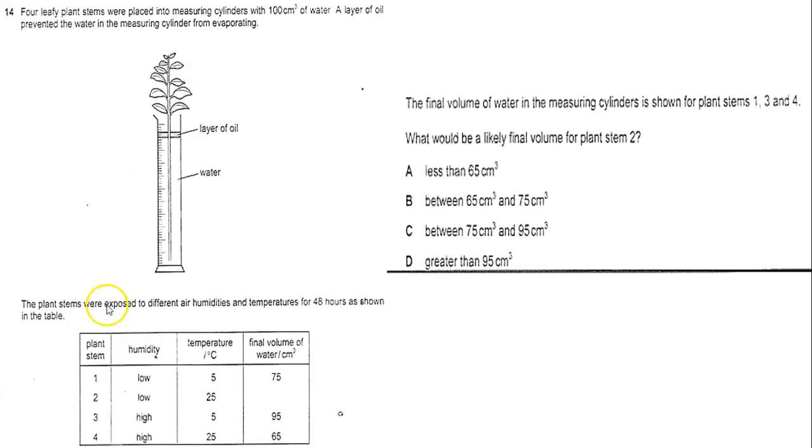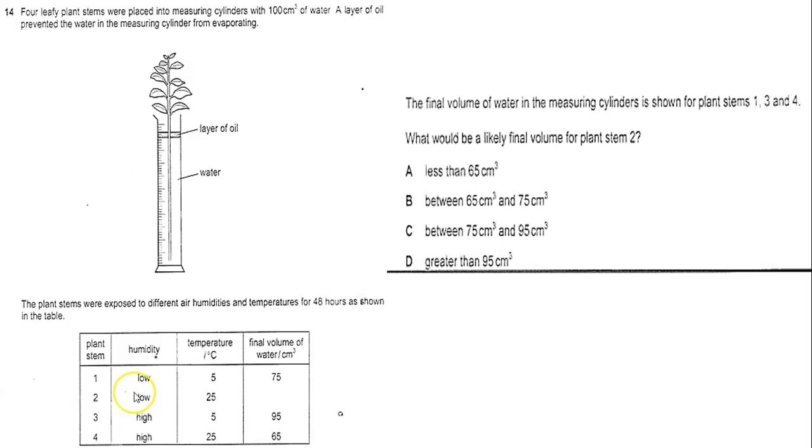The plant stems were exposed to different air humidities and temperatures for 48 hours as shown in the table. So here we go. So these are the 4 stems. This is the humidity scale and the temperature scale, and then the final volume. The final volume of water in the measuring cylinder is shown for plant stems 1, 3, and 4. What would likely be the final volume for stem 2? So let's take a look.